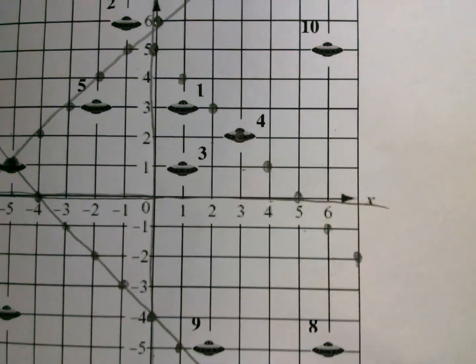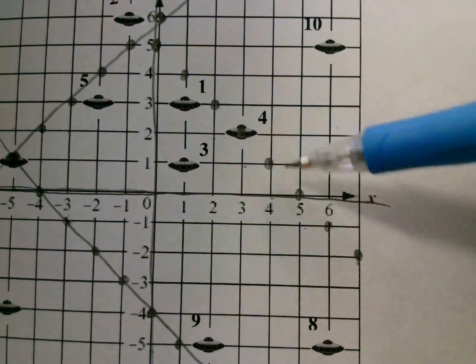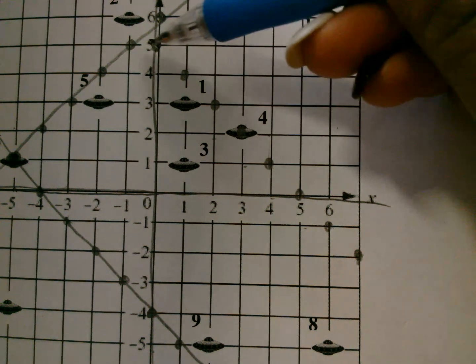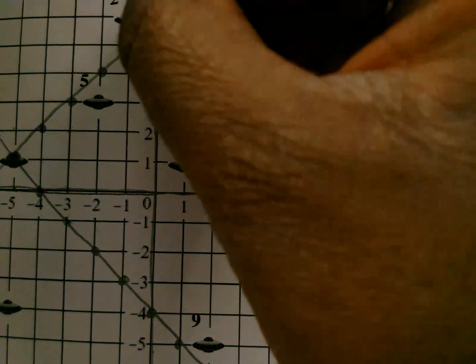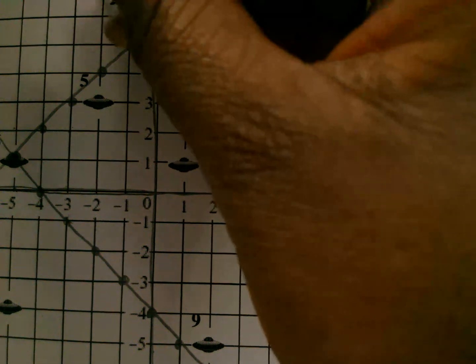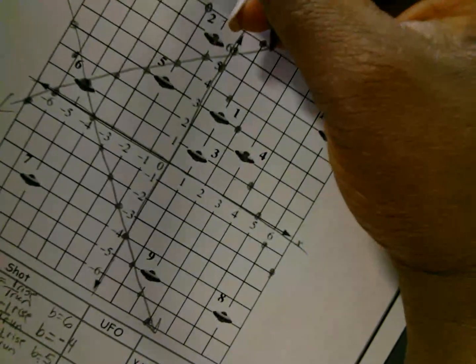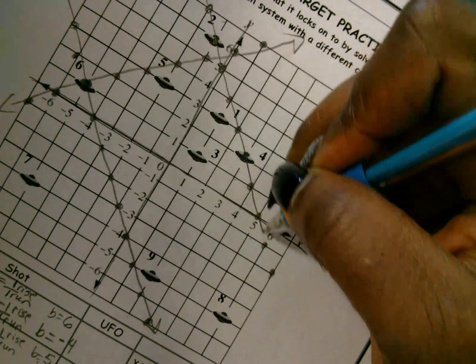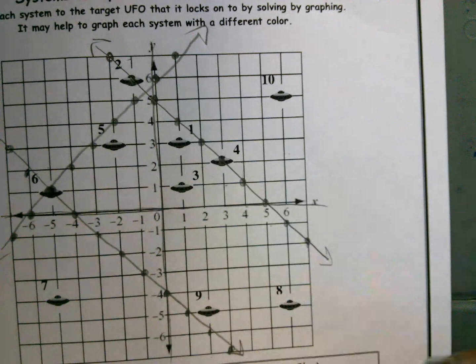Okay. Opposite direction. Up 1, left 1. Up 1, left 1. So let's connect those points. It's going through 2 UFOs, right?